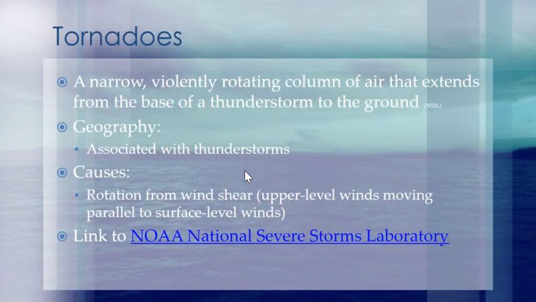Okay, so tornadoes. Let's talk about this aspect of thunderstorms. It is a narrow, it doesn't have to be that narrow, by the way, violently rotating column of air that extends from the base of the thunderstorm to the ground, okay? It is caused by rotation in the storm from wind shear.